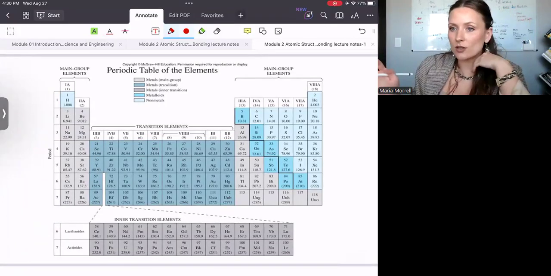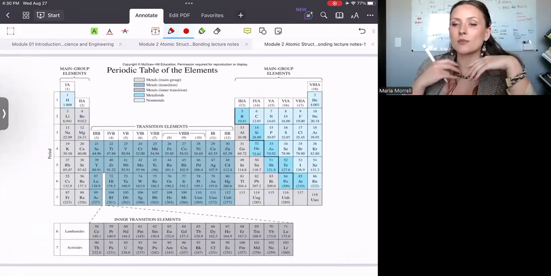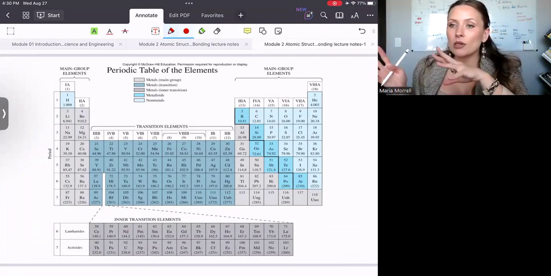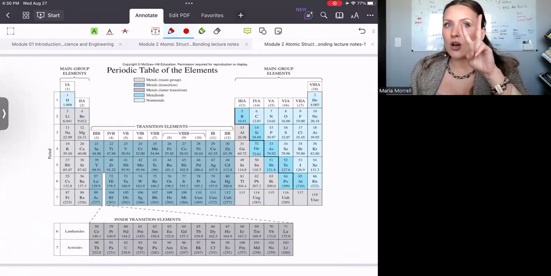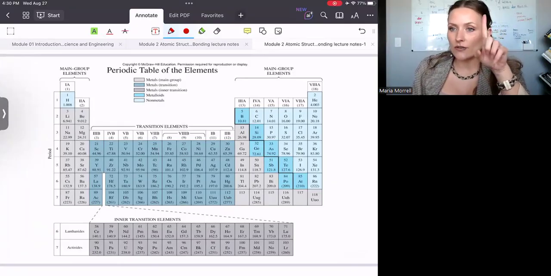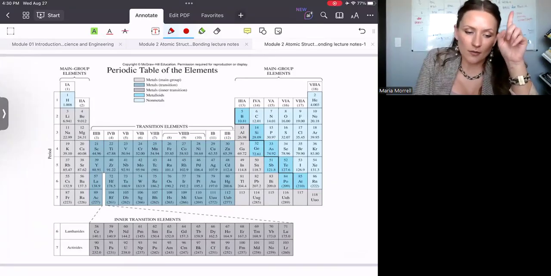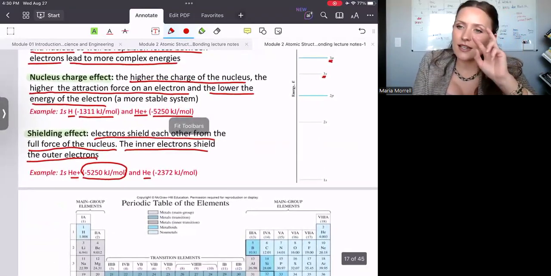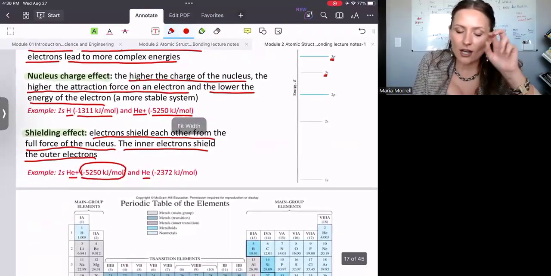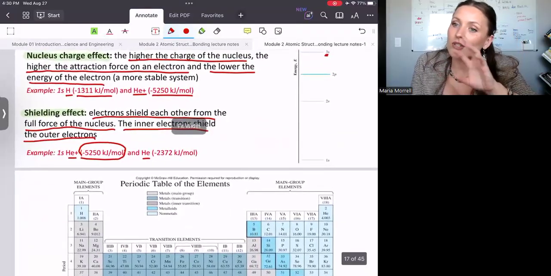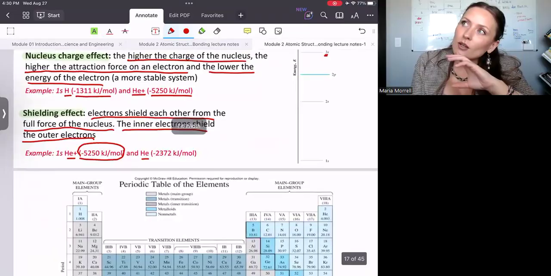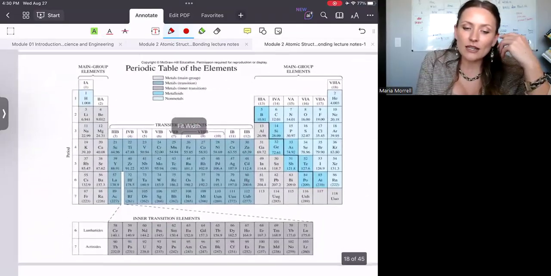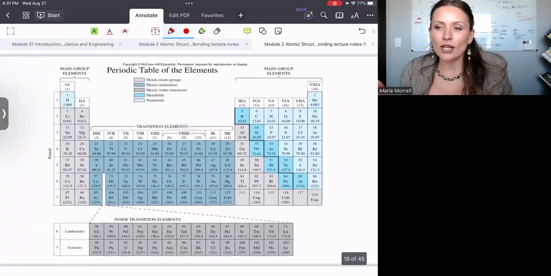Now that you understand the concept of energy splitting, and that explains that there is no fixed orbit, you are familiar with two major concepts: the nucleus charge effect and the shielding effect. Those two, in a sense, intertwine. Sometimes I will ask you to explain something, and you will think, well, it's kind of nucleus charge effect, but it's also a shielding effect. So you will see that these two don't really exist on their own.